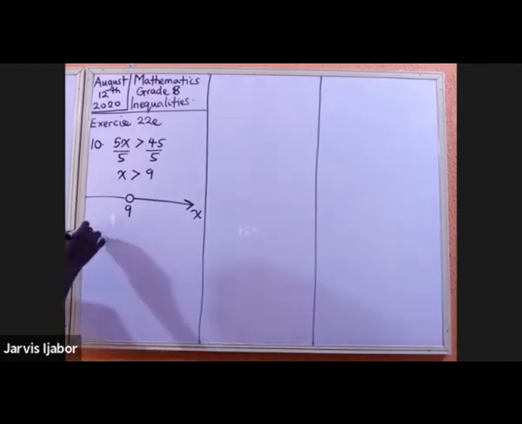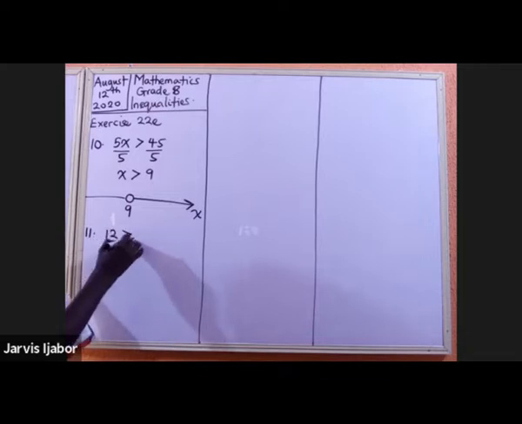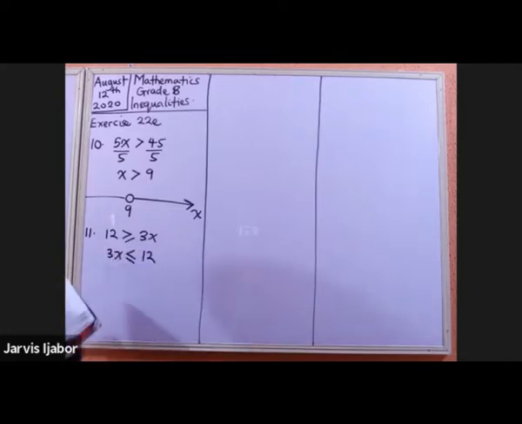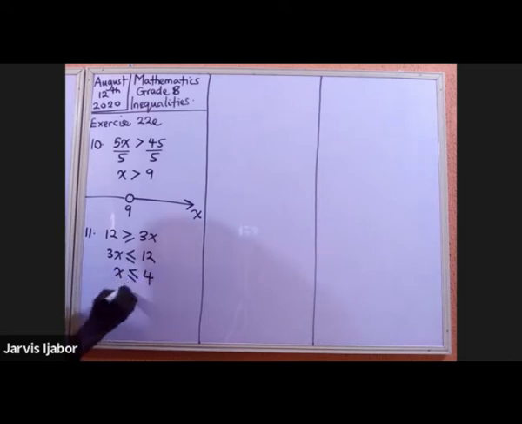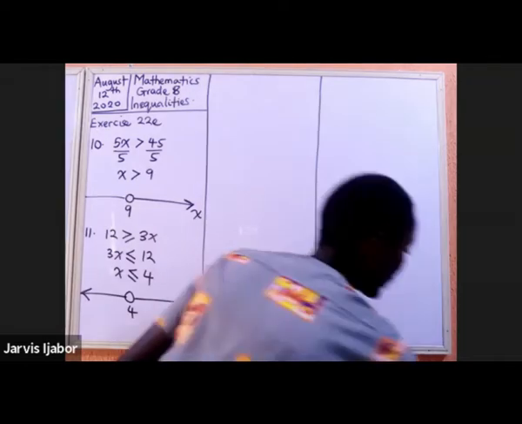All right, question 11. In question 11, you have 12 is greater than or equal to 3x. If this is greater than or equal to this, it means that 3x will be less than or equal to 12. All right, so with that, x will be less than or equal to 4, meaning that draw a bubble, you put 4 there, and it will go in this direction, and that is x. Is that clear?